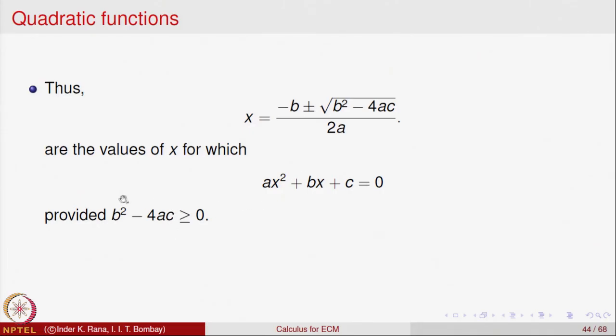The quantity b² − 4ac is normally called the discriminant of the quadratic, because it becomes important to know whether the quadratic will have solutions or not. So what we have done is try to solve a quadratic and find its roots. Two roots exist if b² − 4ac is bigger than 0.